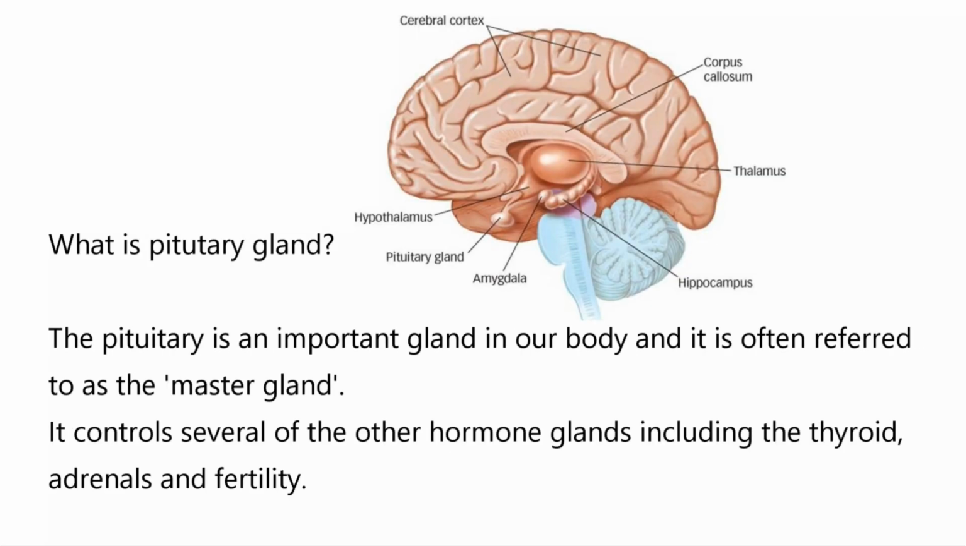What is pituitary gland? The pituitary is an important gland in our body and it is often referred to as the master gland. It controls several of the other hormone glands including the thyroid, adrenals and fertility.